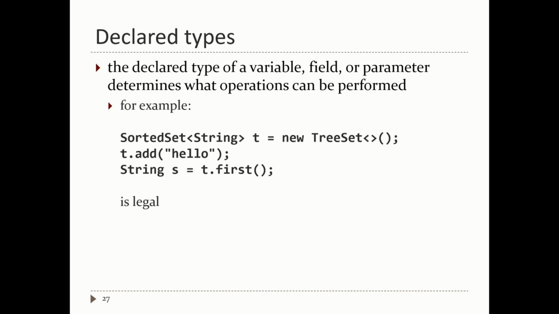What's this one? TreeSet actually implements this interface called SortedSet. Sorted sets are the sets that are sorted. So all sorted sets have a first method, and so this one works fine.